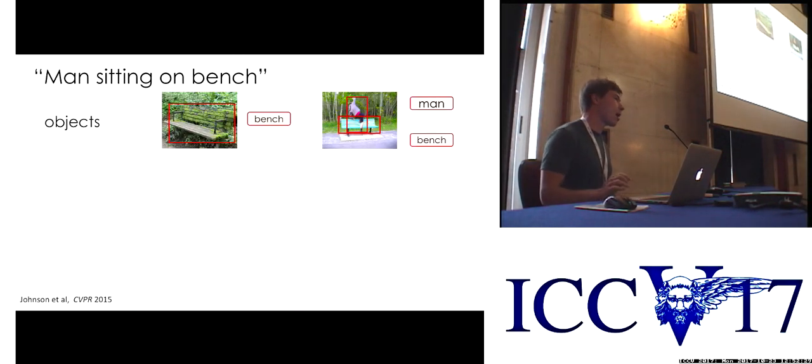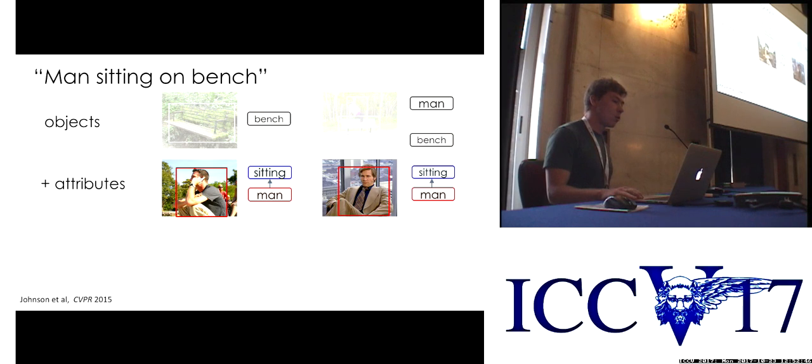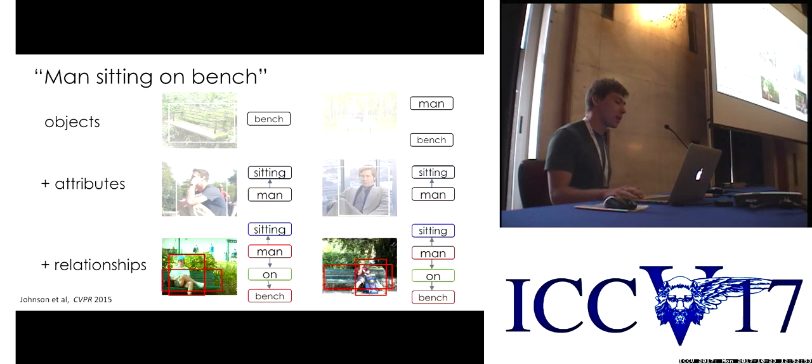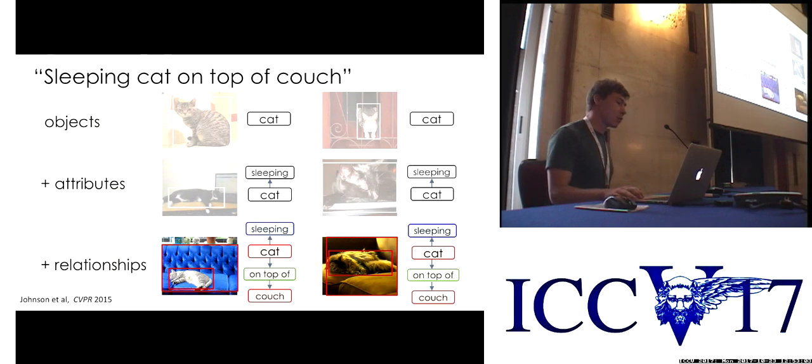So to get around this, a couple years ago at CVPR, we had a paper that tried to do image retrieval using the inherent graph-based structure of the query. So if we search for something, when we incorporate only the objects in the query, we can get maybe a bench or a man on a bench. When we incorporate the attributes, we could specify that the man is sitting and get a richer control over the results. Or if we additionally specify that the man is on the bench, now we get a much more fine-grained control over the types of images that we retrieve. We can also retrieve cats.